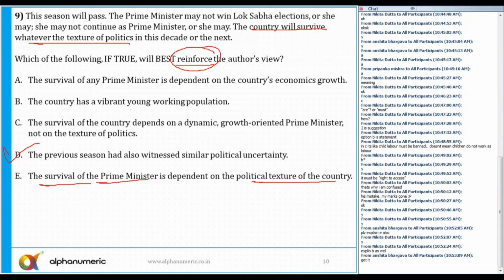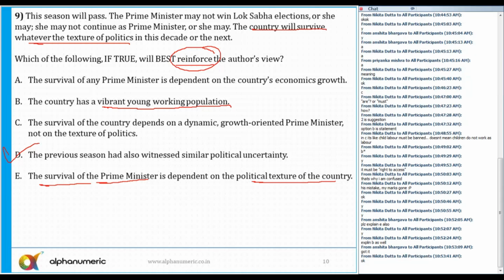The country has a vibrant young working population. Now please understand, number B is very narrow because if you mark number B, then you are assuming that the survival of your country will be assured because of a vibrant young working population. This may be one of the factors that come into play, but there can be hundreds of other factors. So you cannot with 100% certainty say that this is the only factor responsible for survival of the country. So D should be the answer for question number 9.